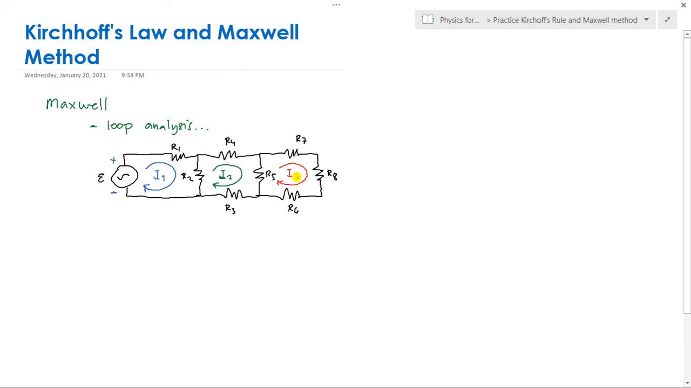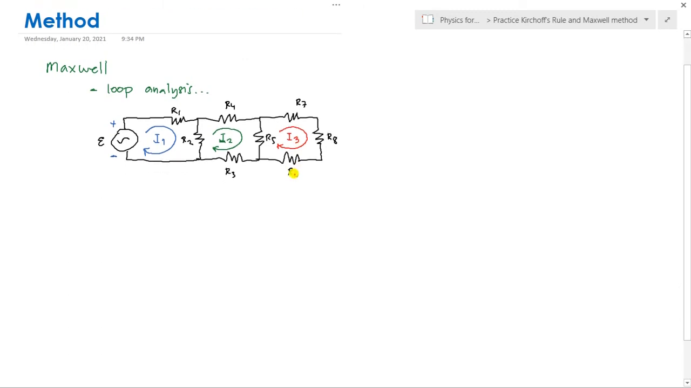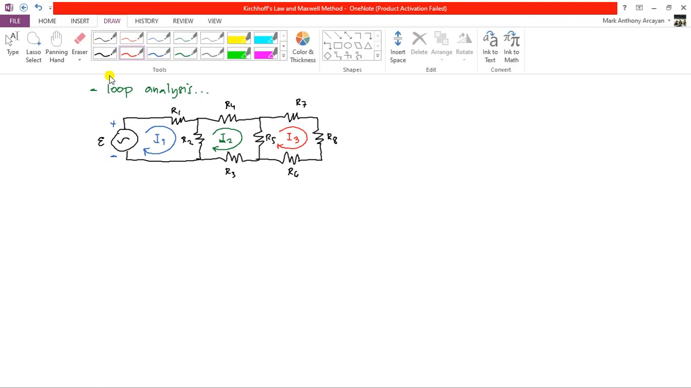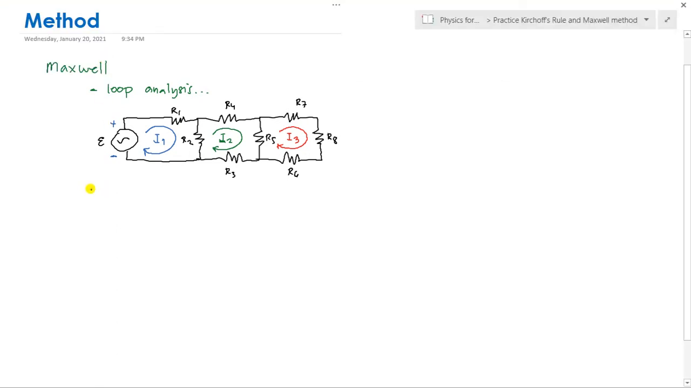So muna siya kang Maxwell. And then here, since we have 3 unknowns, para mas madali ang pag-solve for Maxwell, so I make ko diri. Ato ikuan na this one, we have 3 unknowns. We have I1, I2, and I3.